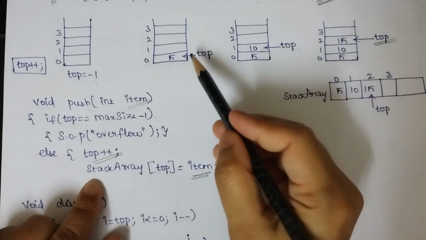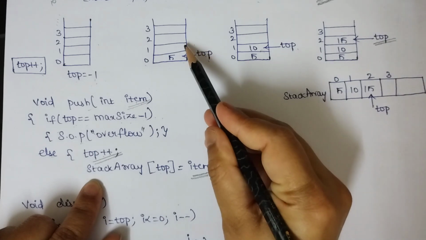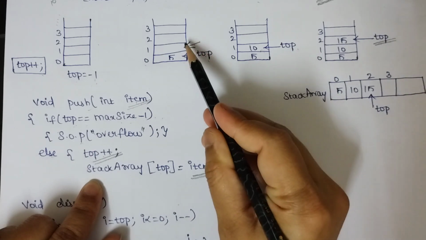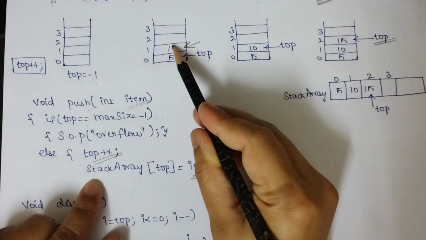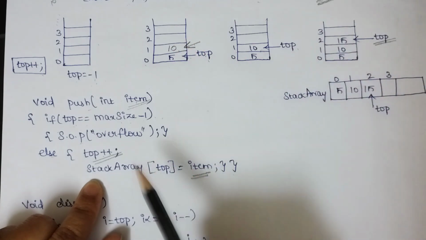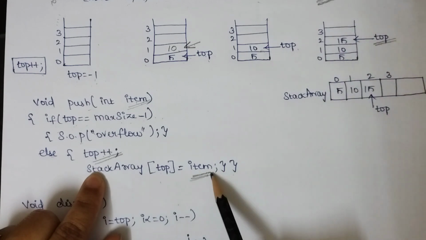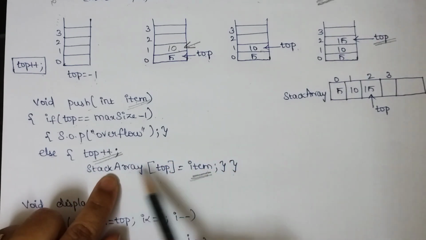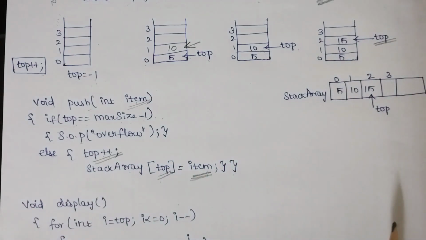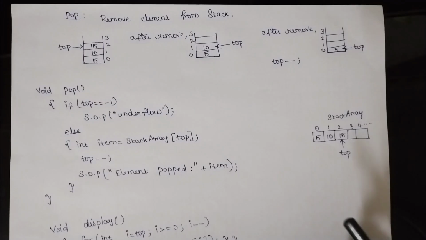So first you need to increment the position of top. After incrementing the position of top here, you will be inserting the new item into this position. That's what is happening here. First increment the value of top and then assign the item value to the array at top position. Right, so this is the push operation.